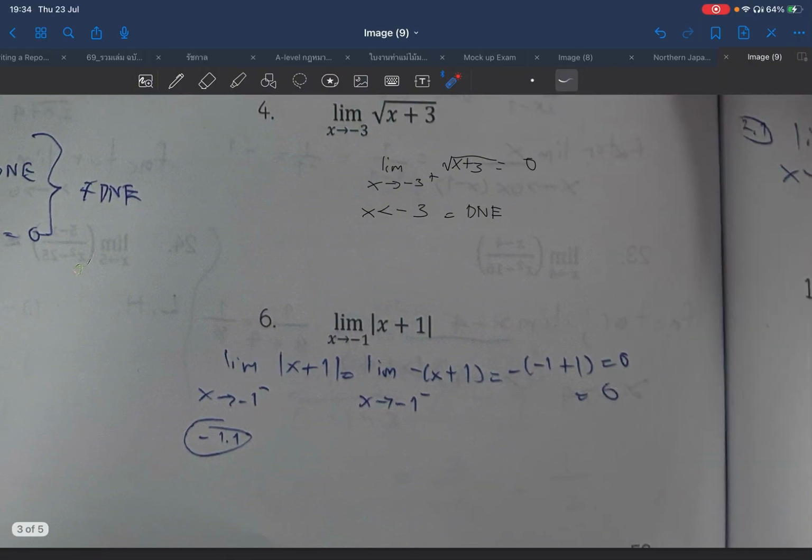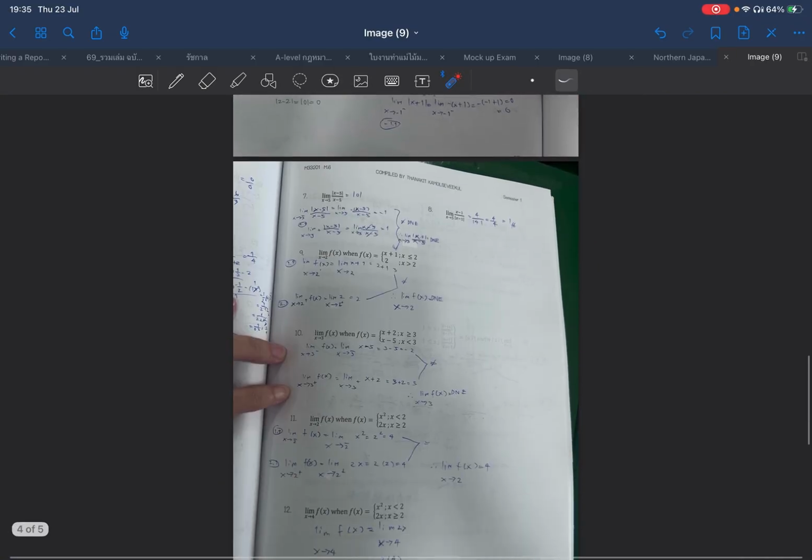Number 6, the limit of absolute x plus 1 as x approaches minus 1. So we could substitute this one directly into the function. So absolute minus 1 plus 1 equals absolute 0. So absolute 0 will equal 0. The final answer is 0. Moving on.